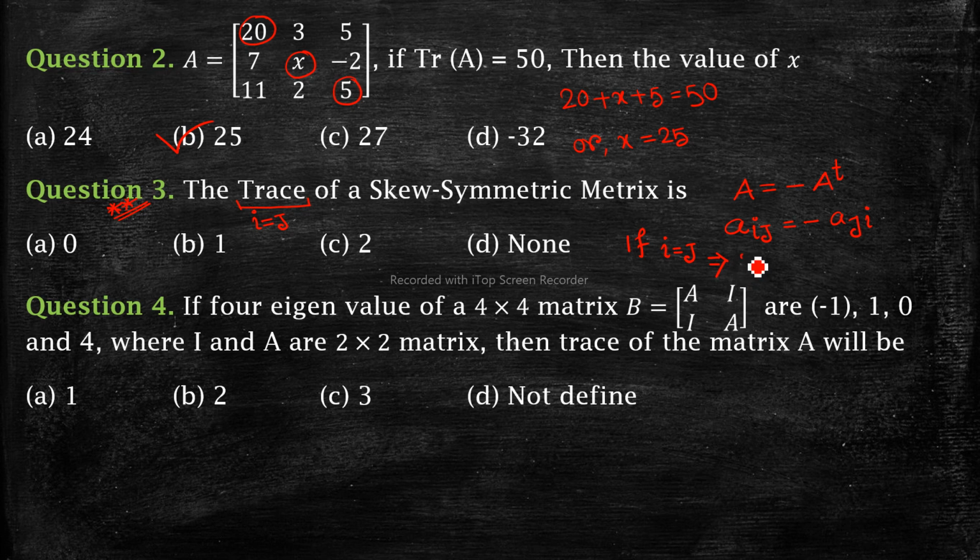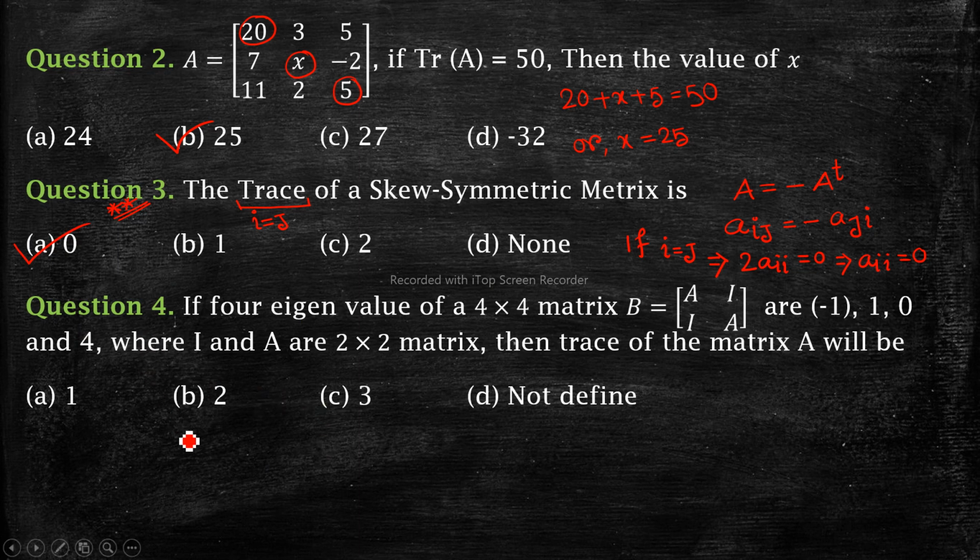We can obtain 2a or jj equals to 0. From here we can write set a equals to 0. That means a11, a22, a33, everything is coming 0. So if we add all the elements from this skew symmetric matrix, the answer is coming 0. It's a very important one-mark short question.